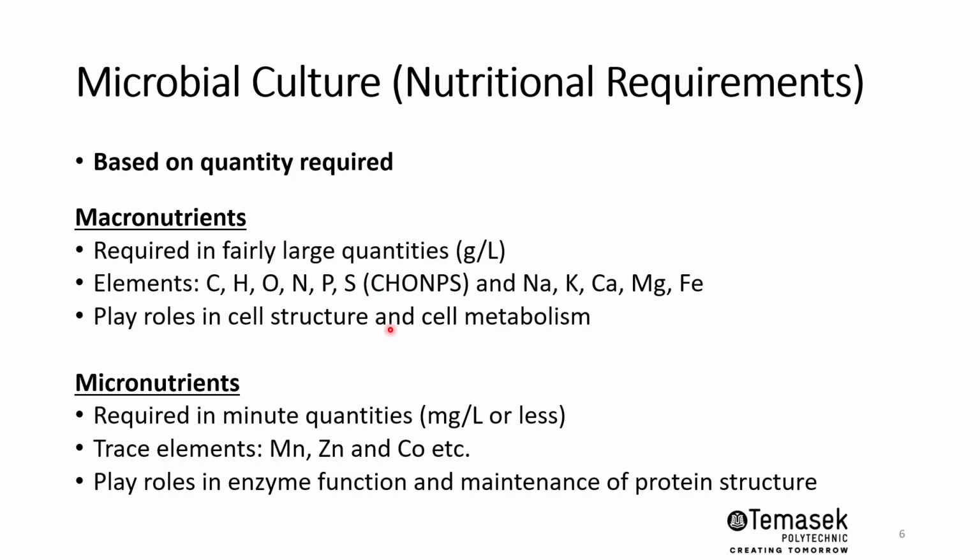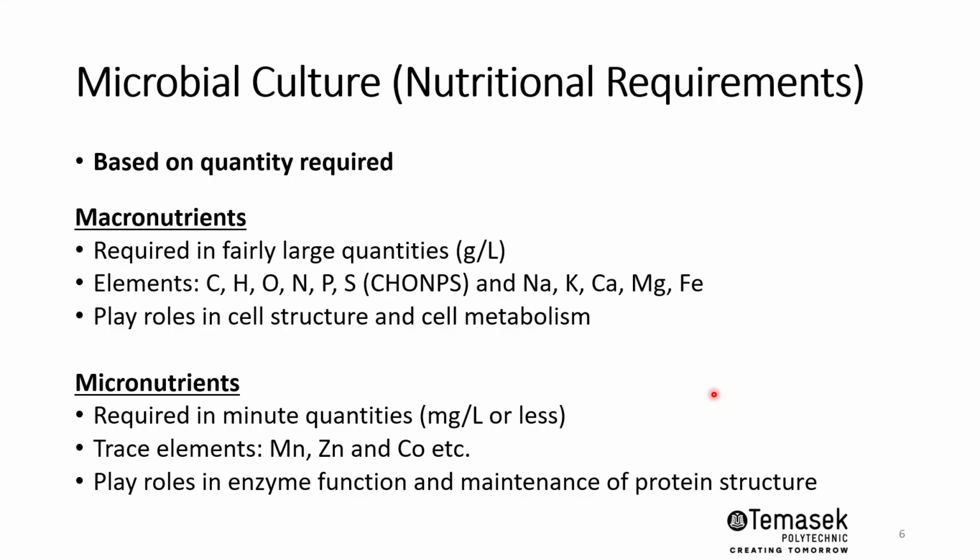Some of the elements we are looking at here are your essential macronutrients: carbon, hydrogen, oxygen, nitrogen, phosphorus or phosphate, and sulfur. In short, you might want to remember this as CHONPS, a mnemonic for you to remember easily. As well as other elements: sodium, potassium, calcium, magnesium, iron, and so on. All these macronutrients play important roles in cell structure and cell metabolism.